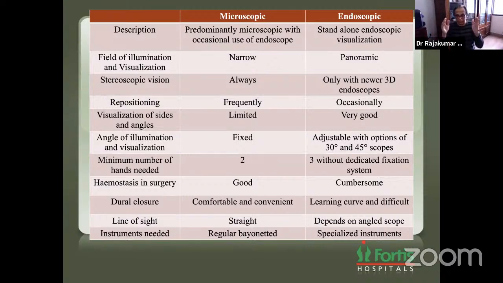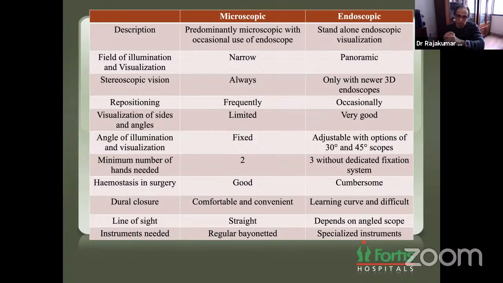In a microscope, as you go closer and closer, the field of view becomes narrower and narrower. Whereas in an endoscope, the field of view becomes more and more panoramic. So I think there are certain advantages and disadvantages. You know, there are a lot of tricks to learn. In a microscope, for example, both hands are free. In an endoscope, an assistant can hold it for you, or an endoscope holder can hold, then both hands become free. If you're used to using an endoscope in one hand and operate, then you have a uni-handed surgeon.